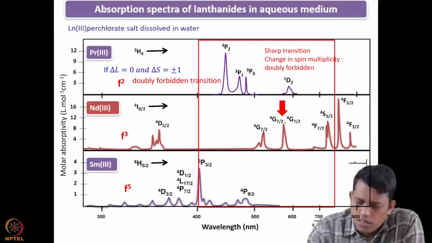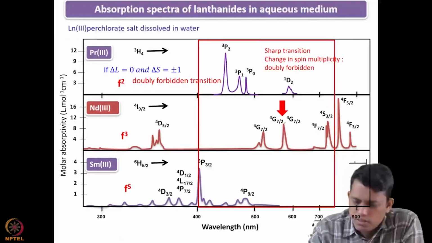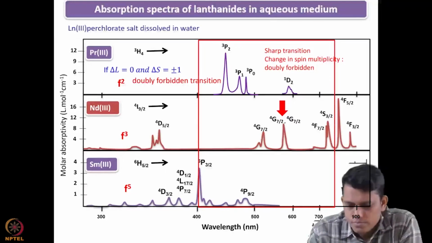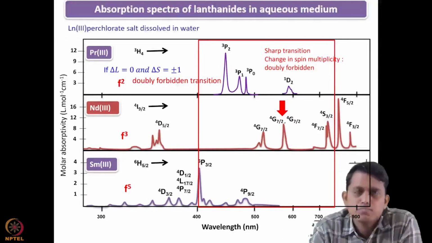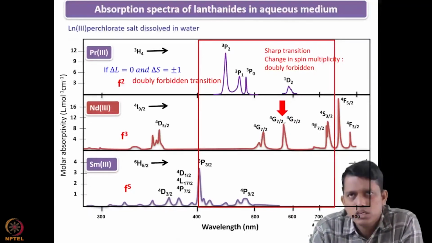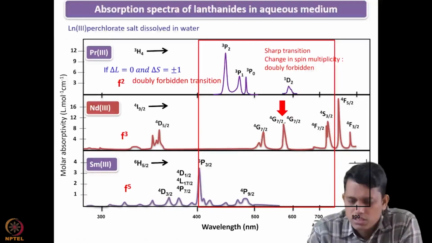The other selection rule that we know is del S equal to 0. That is, the spin change, or you can say the spin multiplicity change, should be 0. And here you can again see that your initial state, or your ground state, has a spin multiplicity of 2S plus 1 equal to 3.